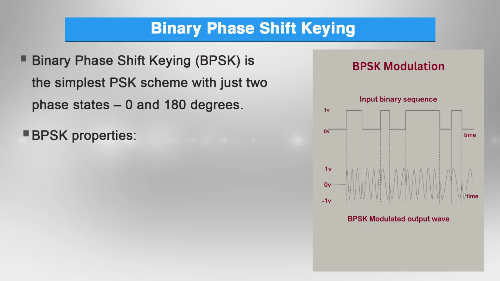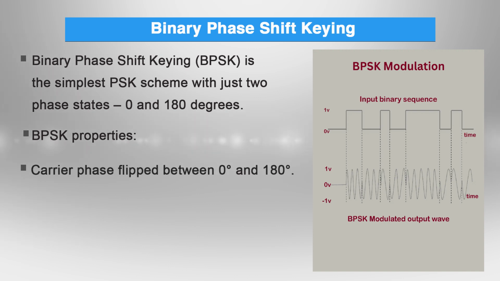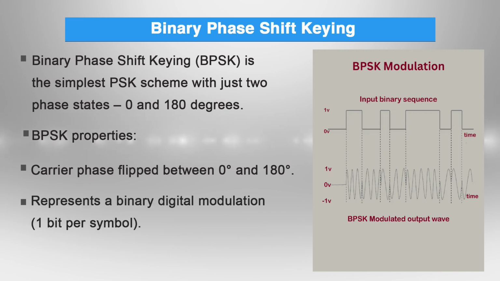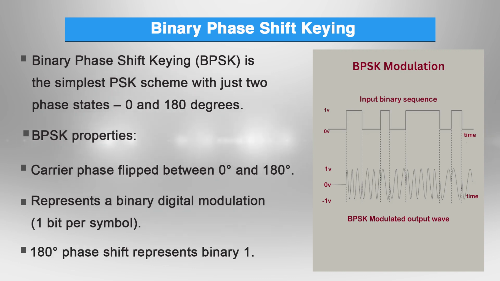Binary phase shift keying has various properties, such as the carrier phase flipping between 0 and 180 degrees. Similarly, it represents a binary digital modulation with 1 bit per symbol. A 180 degree phase shift represents the binary 1. No phase shift indicates binary 0 here. So, the binary signal directly modulates the 180 degree carrier phase shifts.